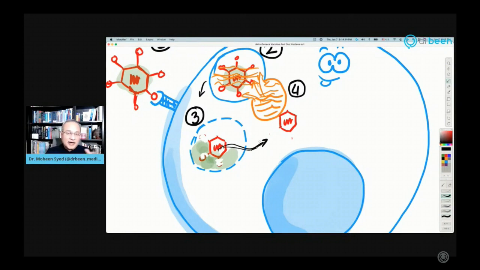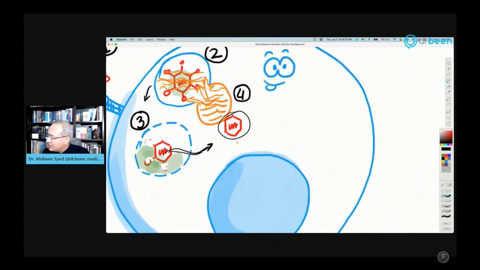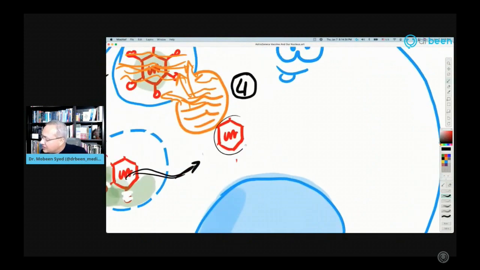Isn't that interesting? Other viruses don't do it. Some viruses do this. So when it escapes out here, see this little red thing. Now this red thing has removed its coat, it has given up its fibers, and the capsid and the DNA has come out. Now in this DNA is the genetic material for the spike protein.